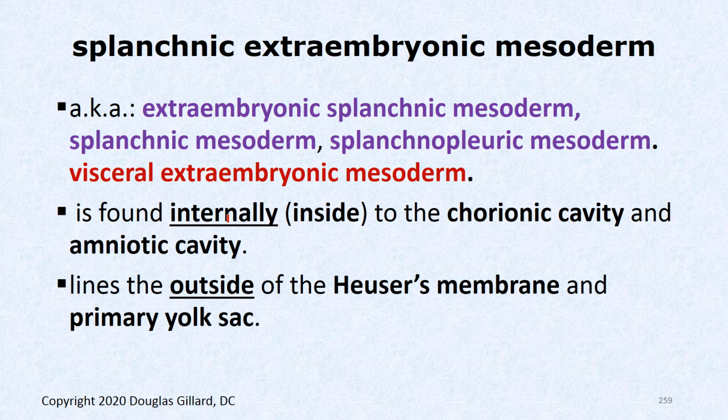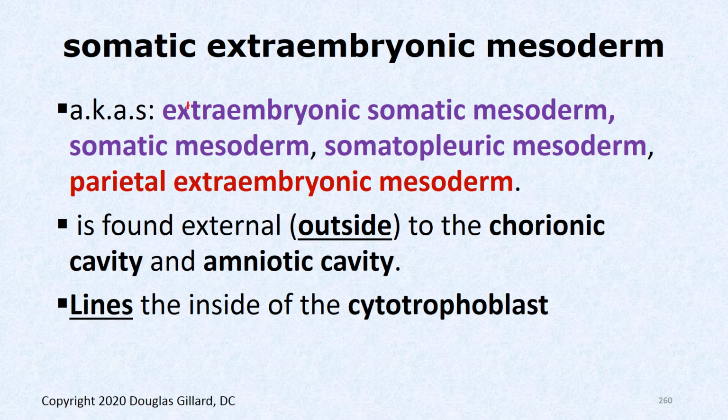But the splanchnic extraembryonic mesoderm is going to be inside the chorionic cavity and the amniotic cavity. It lines the outside of Heuser's membrane and the primary yolk sac. Then we have somatic on the outside. Those are the AKAs for it. Parietal extraembryonic mesoderm is one you should also remember. It's found on the outside of the chorionic cavity and amniotic cavity, and it lines the cytotrophoblast.